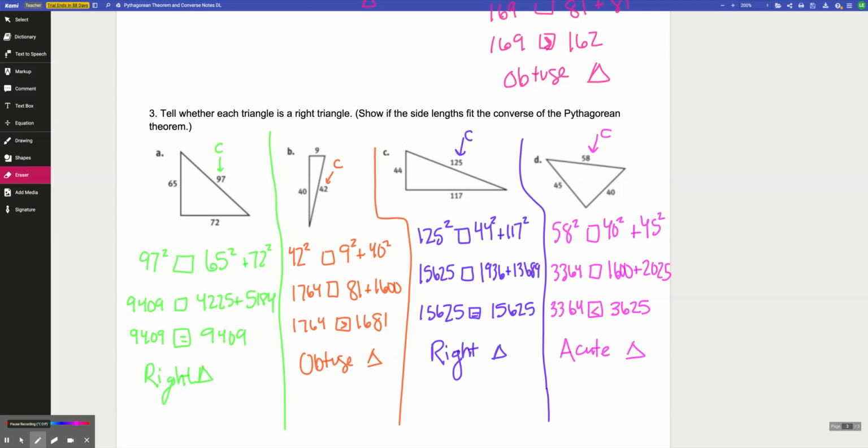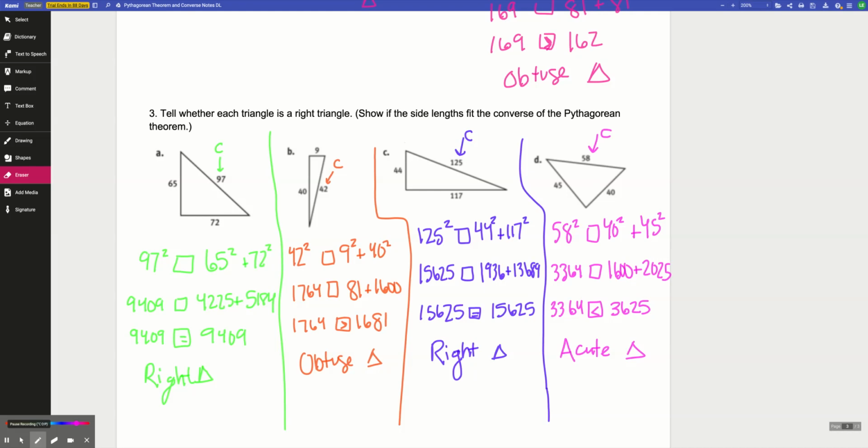All right, folks, so go ahead and check your answers against mine. So for question B on this one, I got that this was an obtuse triangle. So my C value was 42. And then my other 2 values, A and B, were 9 and 40. Plug them into the Pythagorean theorem, and I got that at the end, 1764 was greater than 1681, so obtuse triangle. Part C was another right triangle.